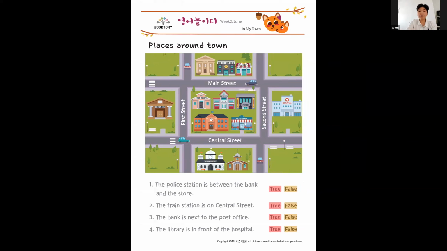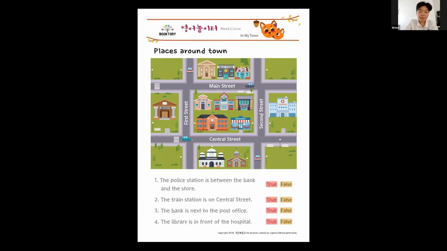So let's talk about the places around town. We're going to read number 1 together. The police station is between the bank and the store. Between means there's something on my left, there's something on my right, and I'm right in the middle. Okay, so let's look for the police station. The police station is right here, in the middle, between the bank and the store. So here's the bank, here's the store, and it's right in the middle.